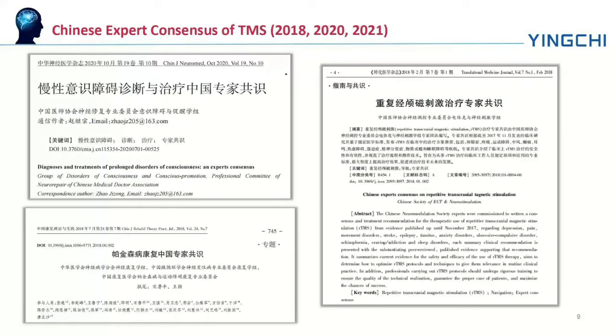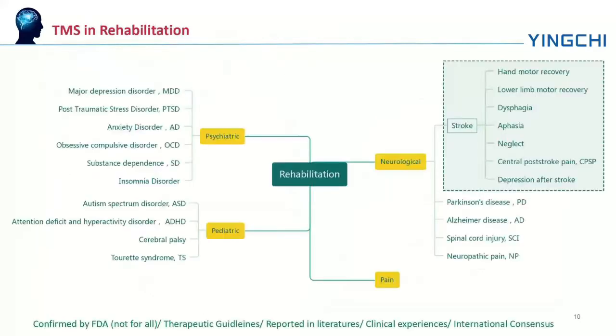And in China, there are also many guidelines for TMS use in rehabilitation, such as in the disturbance of consciousness, in Parkinson's disease, and in Alzheimer's disease. And we all know that it is quite a complicated department, which may have different parts for neurological rehabilitation, psychiatric, pediatric, and pain management. And today we're going to focus on the application protocols and some research in neurological rehabilitation.